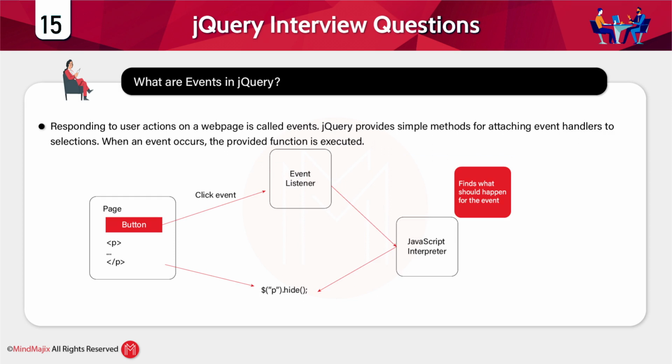So the next question is, what are the events in jQuery? Events: single click, double click, loading, disabling. What are these events? Responding to the user action on a web page is called an event. jQuery provides simple methods for attaching event handlers to the elements. When an event occurs, the provided function is executed. So all these are called events: single click, double click, page load, on text change, on input focus, on focus out. All these events are covered in jQuery.